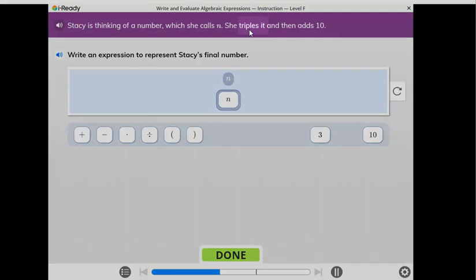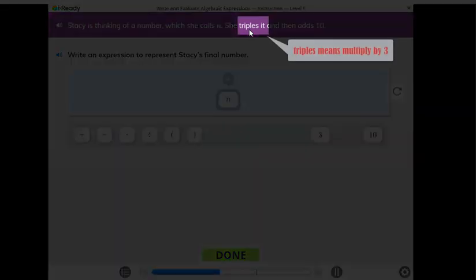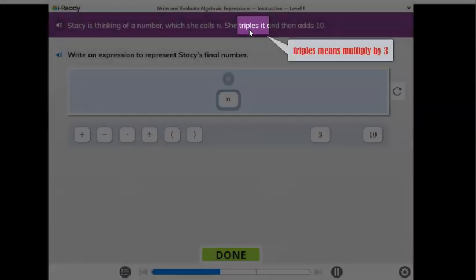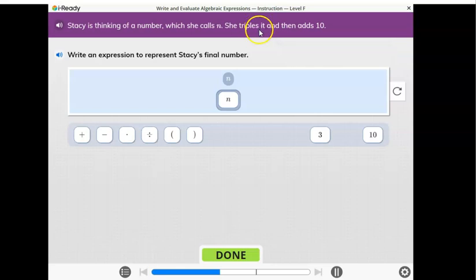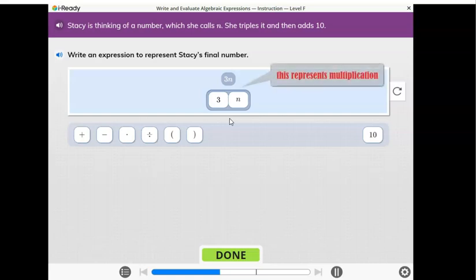She triples it. Okay, so when we're thinking about tripling it, we are thinking about multiplying it. We can put a coefficient in front of a variable. When you have a coefficient number in front of a variable, that is multiplying. So we have 3 times n. That means we're tripling it.